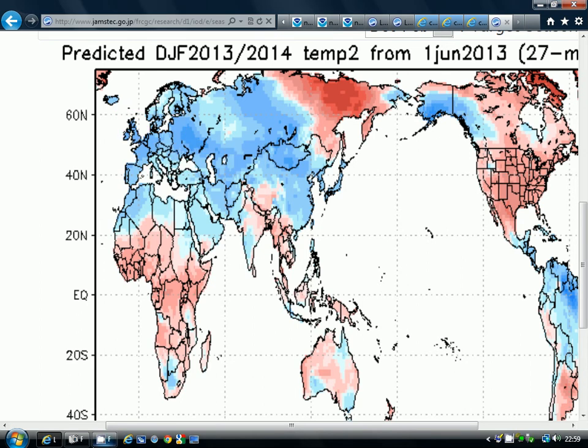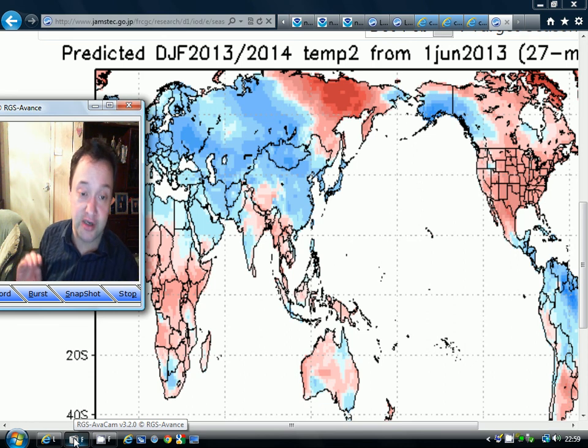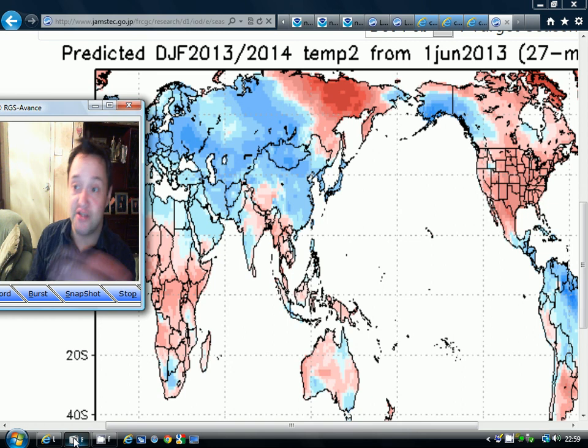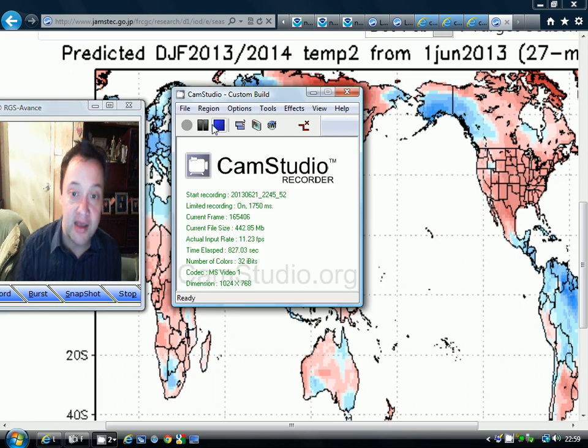Now, I think the Jamstec IOD model does have a tendency at times to turn it colder than it ends up at the extended range, and this is as far out as the model is going. It's just literally this month started showing December, January, February 2013, 2014. I think the model does have a bit of a tendency at the extended range to show things getting colder than they end up at. Then as it gets closer and closer, it sort of corrects itself.